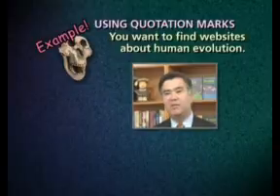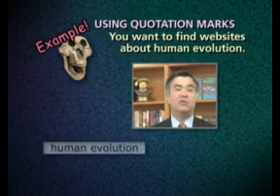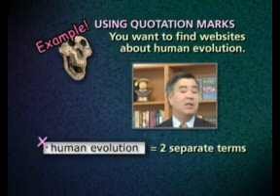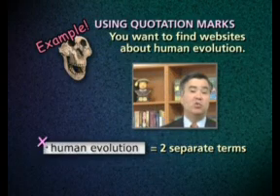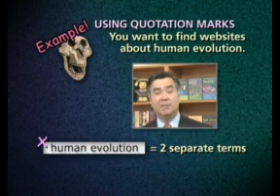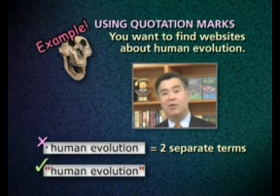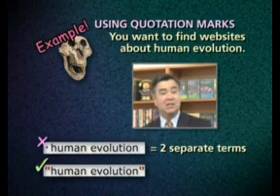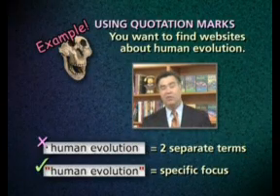For example, suppose you wanted to find websites that dealt with the topic of human evolution. If you did a search just for human evolution, the search engine would treat them as two separate terms and would give you any website that contained the word human and the word evolution, even if those were a number of paragraphs apart. If you put the phrase human evolution into quotation marks, it'll cut down the number of hits by a factor of 20 perhaps, because it will eliminate any site that simply mentions the word human and the word evolution separately and focuses only on websites that specifically discuss human evolution.